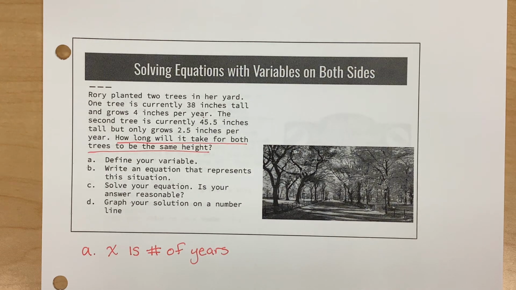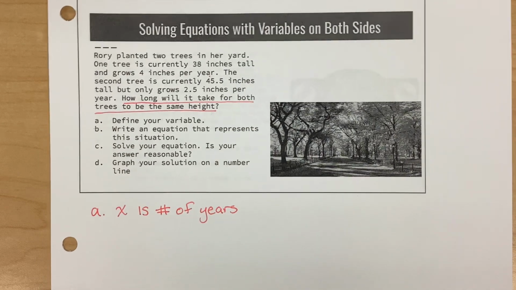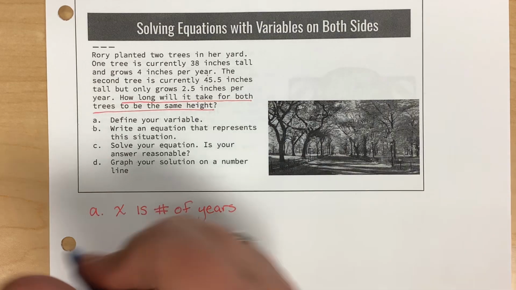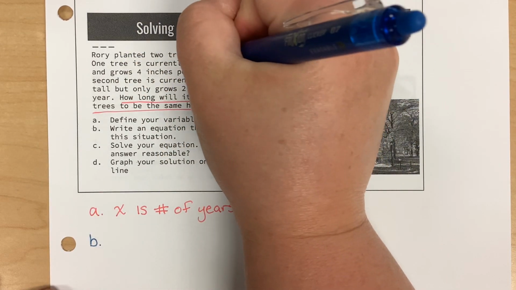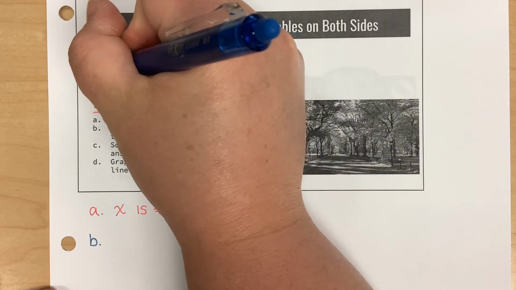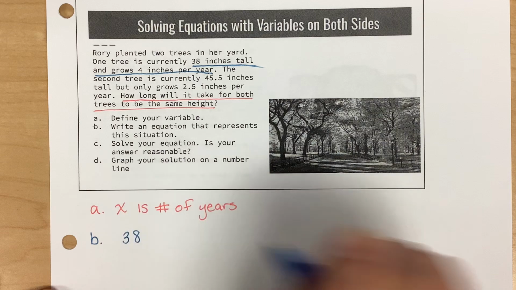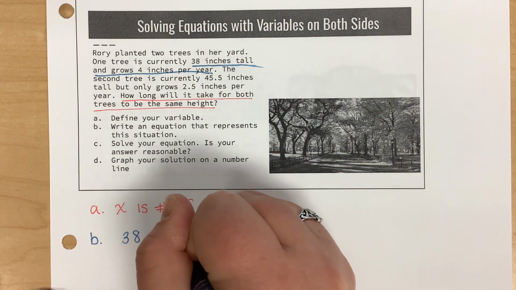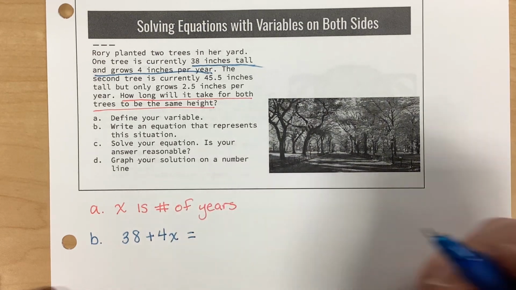All right. So when I go to write my equation, which is part B, we're dealing with 2 trees here. So we're going to want to do 1 tree at a time, and we're going to set them equal to each other because we want to know when they're going to be equal. So let's start with tree 1. Tree 1 is 38 inches tall and grows 4 inches per year. So it started at 38 inches, and it adds 4 inches per year. That means times the number of years. I want to know, when is that equal to the other tree?